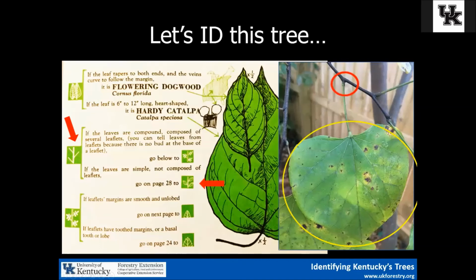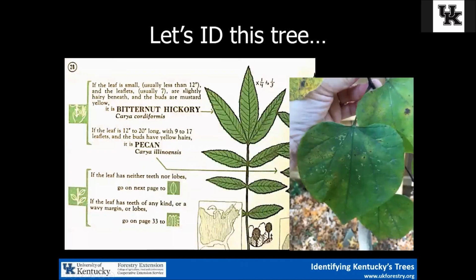So now we're going to go to page 28. On page 28, we go to the bottom bracket, following that symbol. And now we're going to talk a little bit about leaf margin. So it asks if the leaf has neither teeth nor lobes, we go below, or go to the next page, or if the leaf has teeth of any kind, or wavy margins or lobes. Well, this guy looks pretty smooth. I don't see any teeth on there. I don't see any indentations. So I think that we've got something that's not lobed and has no teeth.